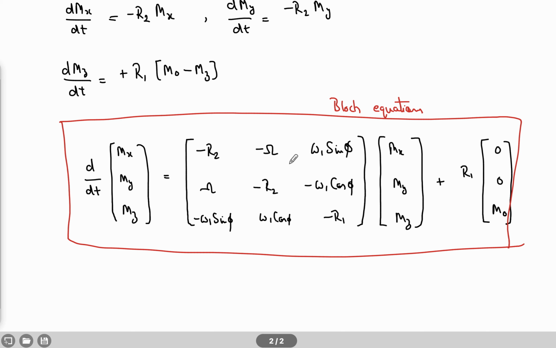Now if you see, this has the effect of offset. So this is the effect of offset on the motion of mx, my, mz. Then the relaxation part, which is transverse and longitudinal both, and then the effect of the pulse, that is the RF pulse or B1 field or omega 1. So anything which perturbs mx, my, mz is incorporated here in the Bloch equation. So these are phenomenological equations which completely describe the motion of mx, my, mz, at least in certain cases, right?